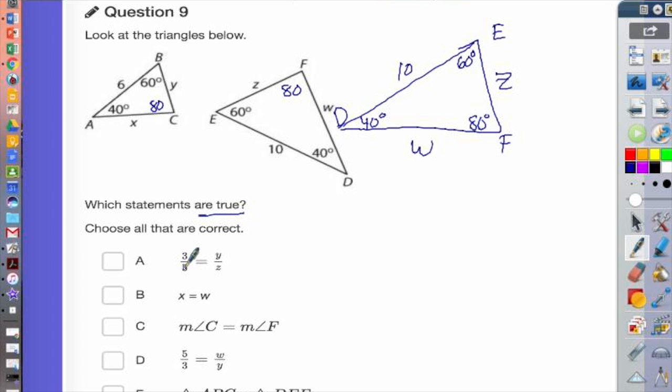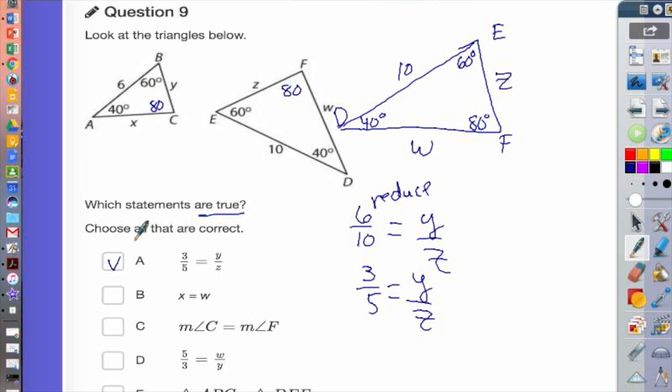3 over 5 equals y over z. So we have y over z, 3 over 5. Oh, well, I know if I could do 6 over 10 equals y over z. But isn't this reduced? It's a little tricky. So that is 3 over 5 equals y over z. That is true.